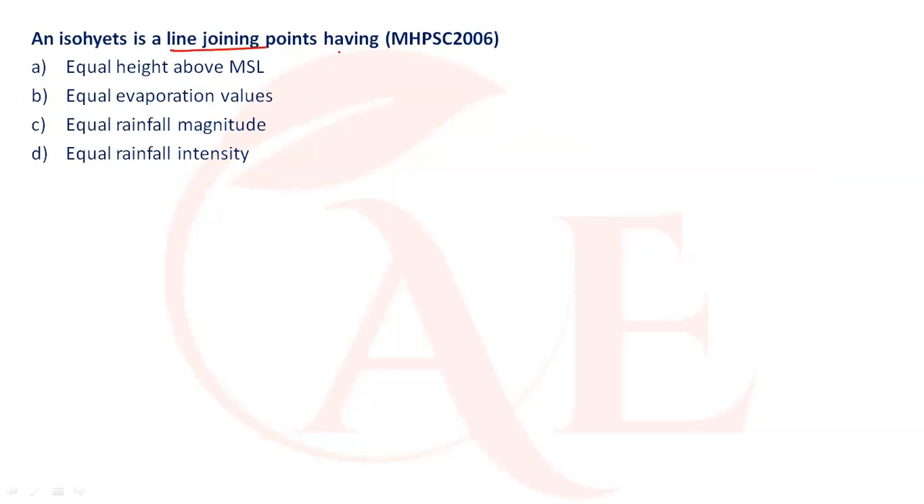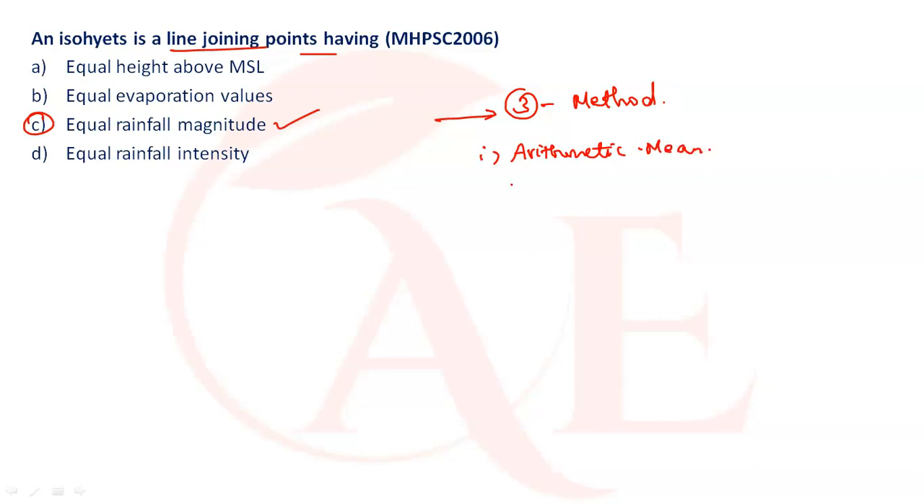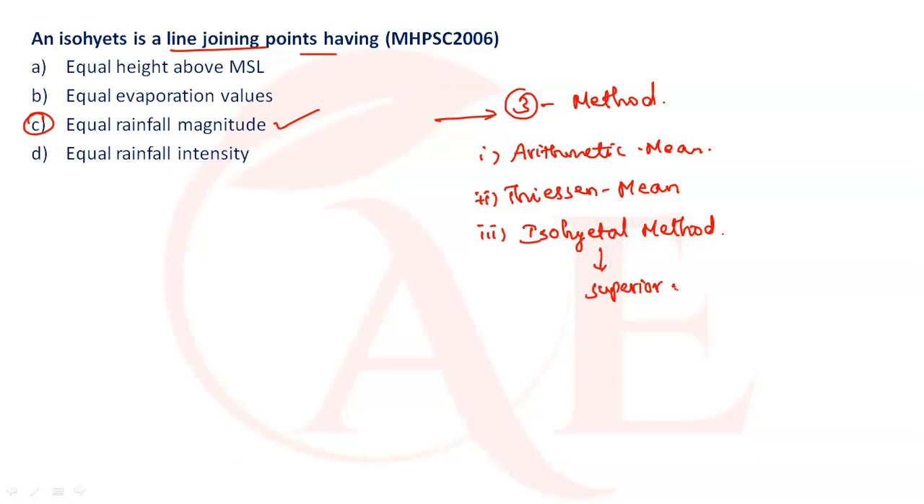Isohyets is the line joining the points having equal rainfall magnitude. Option C is the correct answer. One thing you should know about this: there are three methods used to find the mean precipitation over an area. The first method is the arithmetic mean method. Another is the Thiessen mean method. Another method is the isohyetal method. This isohyetal method is widely used everywhere. It is the superior method when compared to the other methods.